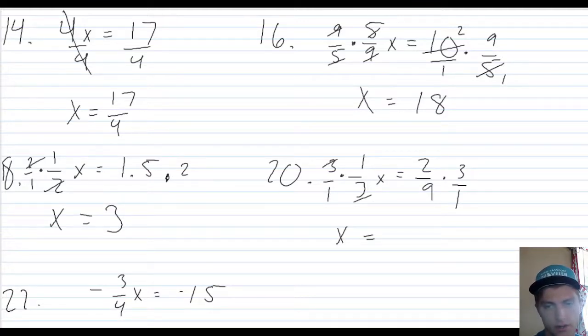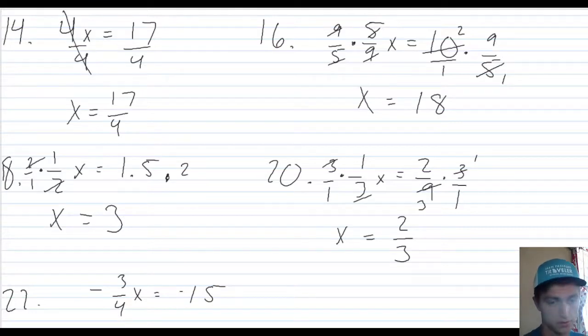What's happening over here? 3 and 9 have something in common. 3 goes into 3 once, 3 goes into 9 3 times. Remember, it only works if the top and the bottom have something in common, and they don't have to be diagonal, but usually they are. So now we're left with 2 times 1 is 2, 3 times 1 is 3, x equals 2 over 3.